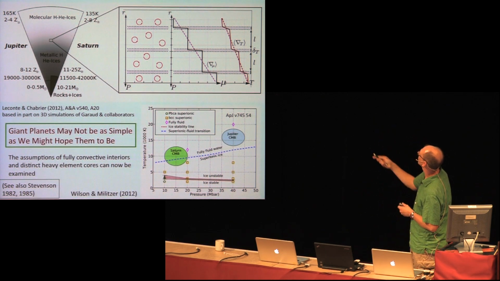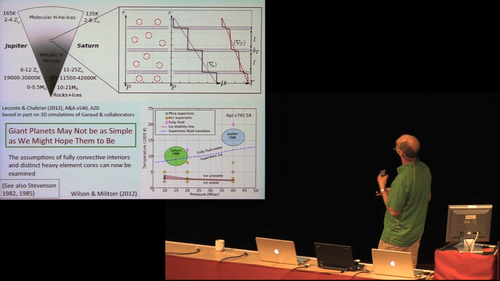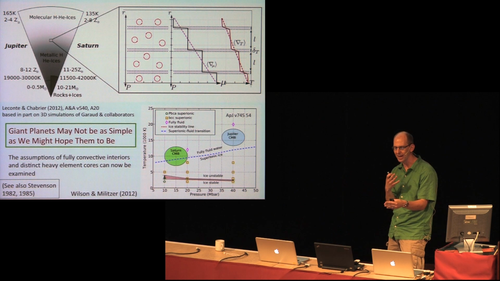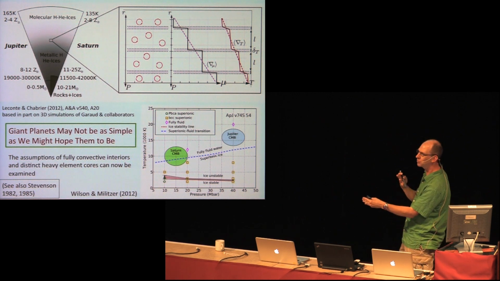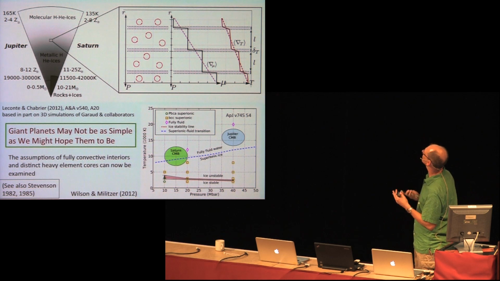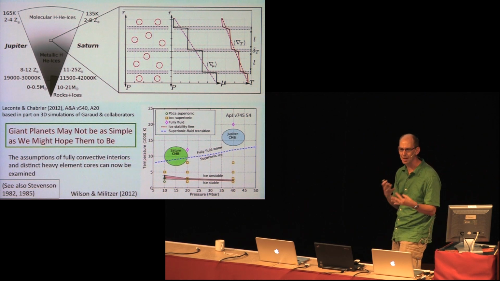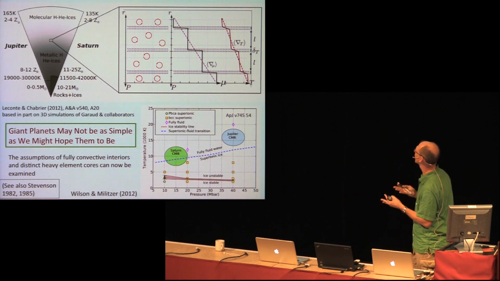And so this paper by LeConte and Chabrier from last year basically looked at a situation where you assume the planets have a composition gradient, which might well happen based on their formation and an early dredge up of their core. And they looked at, is the structure of Jupiter and Saturn today compatible with the composition gradient in the interior? And the answer is yes.